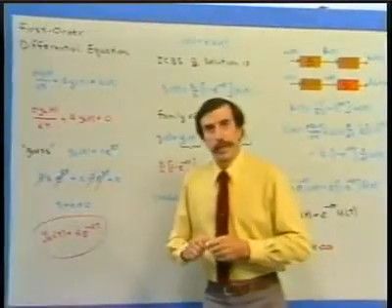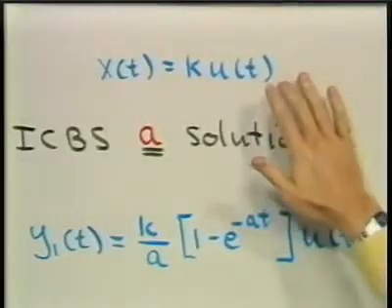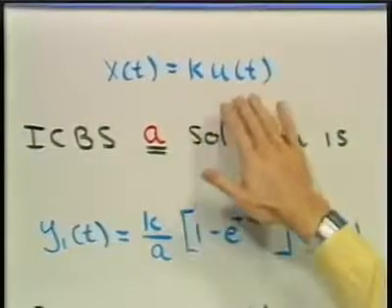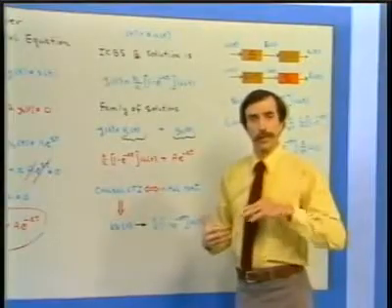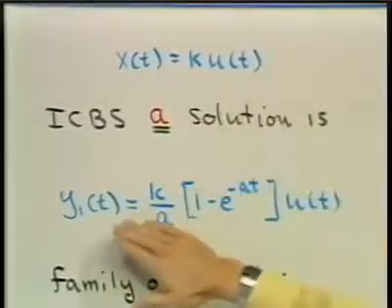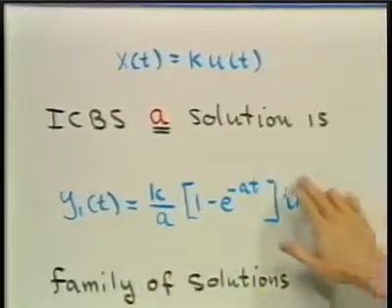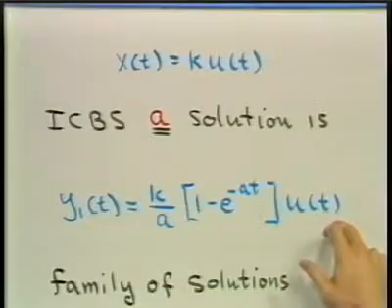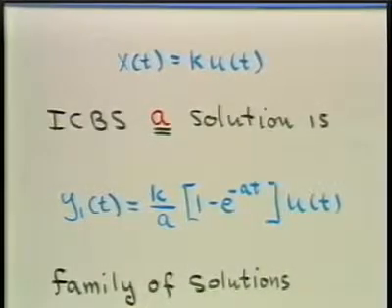Okay, now let's look at the solution for a specific input. Let's consider, for example, an input which is a scaled unit step. And although I won't work out the solution in detail, and perhaps using what you've worked on previously, you know how to carry out the solution for that. The solution with a step input is what I've indicated here, a scalar times 1 minus an exponential times a unit step. And you can verify that simply by substituting into the differential equation.